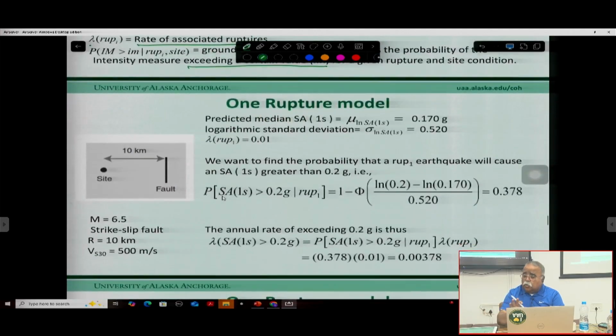So let's see a one-rupture model, right? Just a single source and one site. Let's see the predicted median from the BSSA/BJF relation or any other relation, we get the mu value equals 0.170 g. So that's your mean value, and the standard deviation we got is 0.5 from this part. So that is your two numbers.